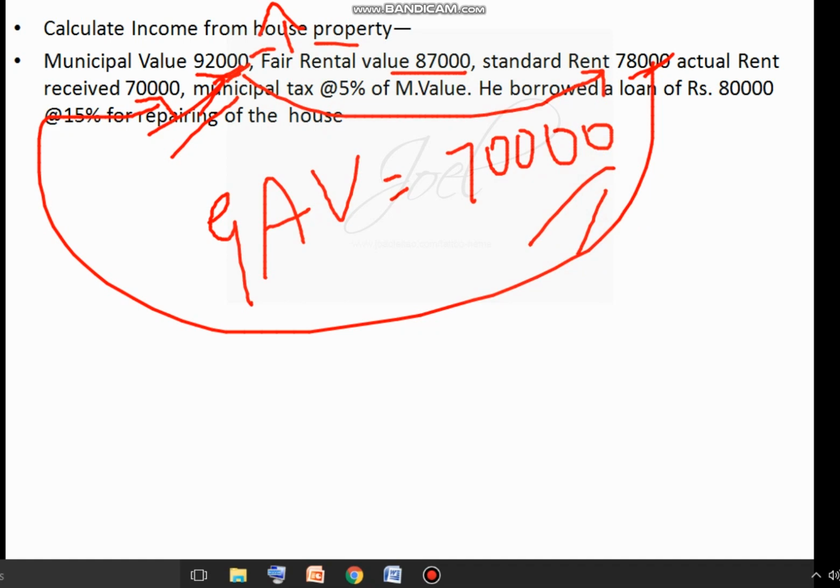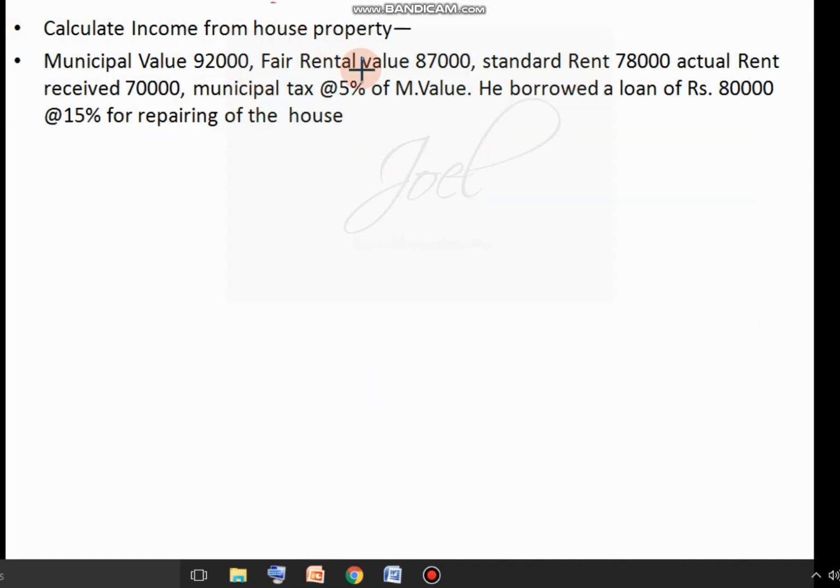Again, quickly we'll see. When we compare municipal value and fair rental value, municipal value is highest, 92,000. 92,000 and 78,000, 92,000 is higher. When we compare 92,000 and 78,000, 78,000 is the lowest amount. 78,000 and 70,000, if compared, then we arrive at 78,000 as our gross annual value. So gross annual value we have calculated.